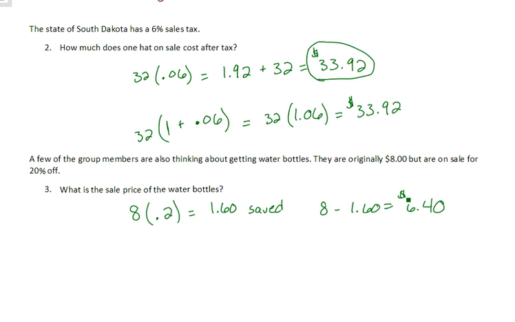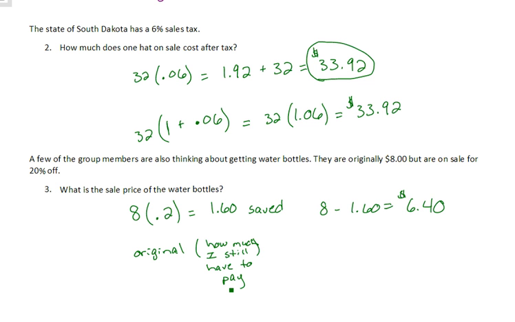What I like to do is I like to see that I'm getting 20% off, so I'm going to multiply the original price by how much I still have to pay.